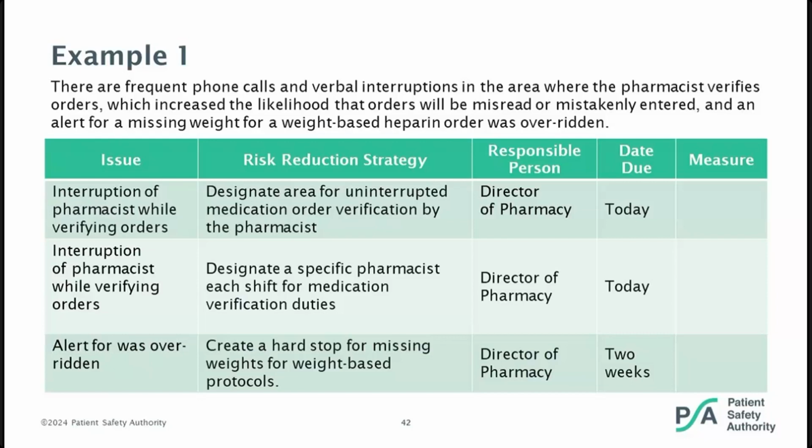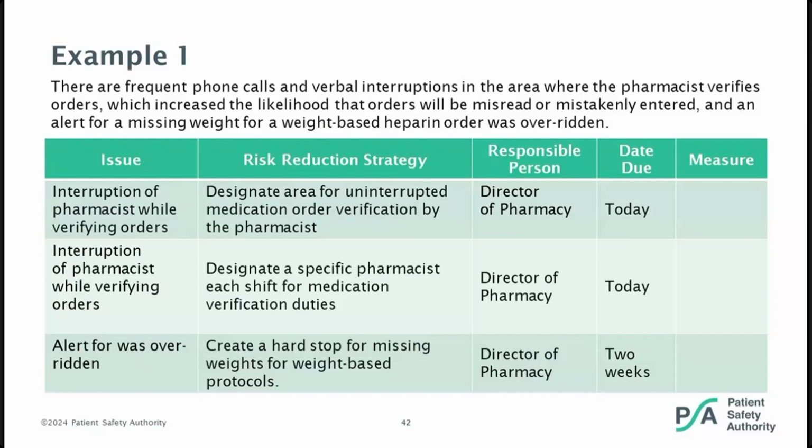Second issue is that interruption of the pharmacist while verifying the orders. Again, the director of pharmacy is looking at this. They're going to designate a specific pharmacist each shift for medication verification duties. The responsible person is going to be the director of pharmacy. And again, they're going to take care of that today. Lastly, an alert was overridden in this case. So the director of pharmacy is going to work to create a hard stop for missing weights for weight-based protocols, and figures it's going to take about 2 weeks to take care of that.